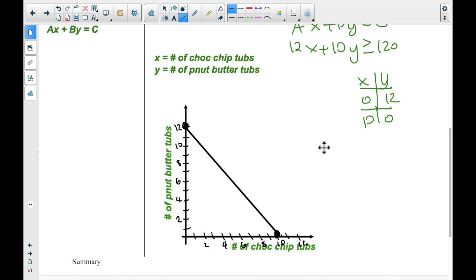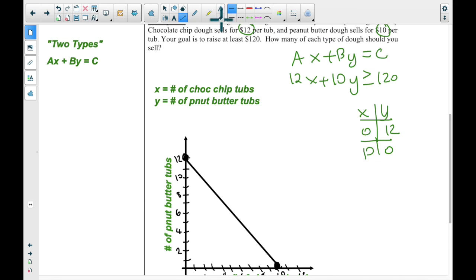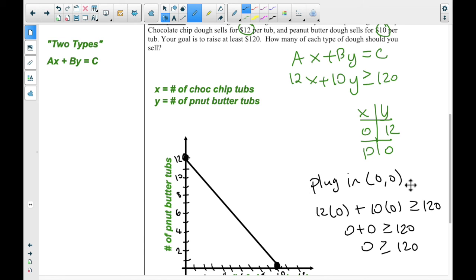Now, we have to decide, do we want to have more than this line or less than this line? Well, let's go back to our concept of our test point. If I plug 0, 0 into my original equation, I get 0 is greater than 120. Is that true? No, that's false. Here's my 0, 0. I do not want to shade on my 0, 0. I want to shade out here.